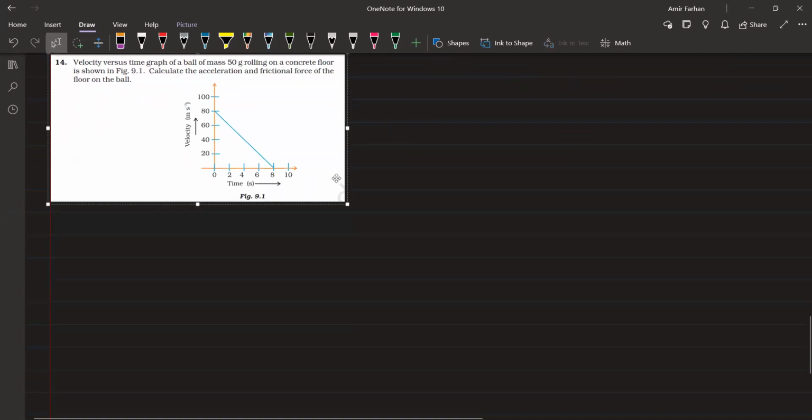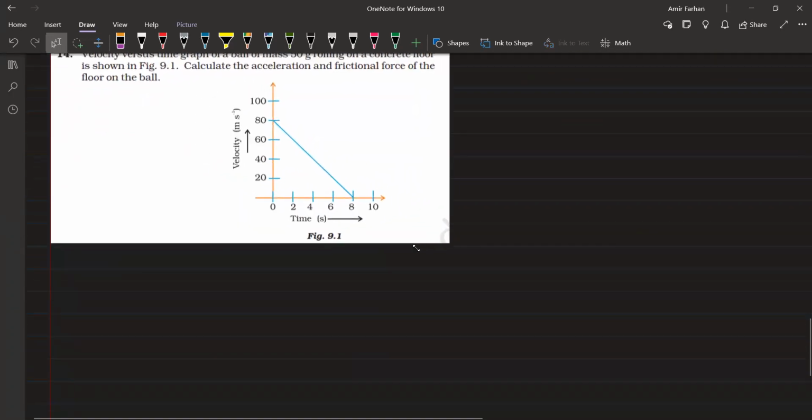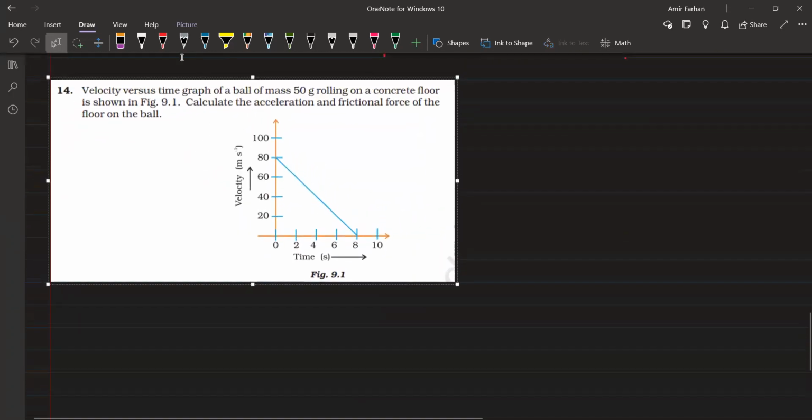Nabila and Rumaisa, please try this question. You have to calculate the acceleration of a body and the frictional force acting on the body. Please solve this one.